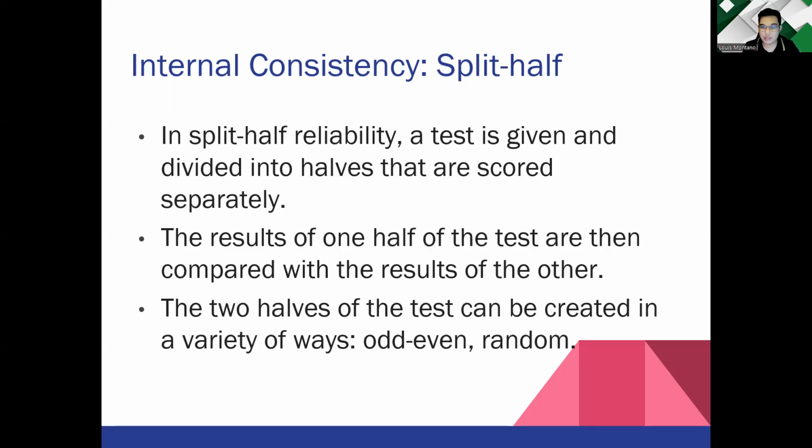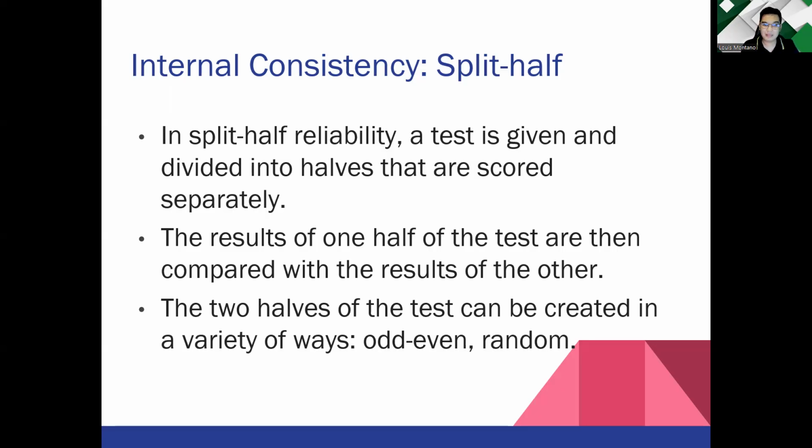So if you are working on a scale right now and then you use split half reliability, make sure that you also compute or you also use the Spearman-Brown formula to correct the split half reliability coefficient.